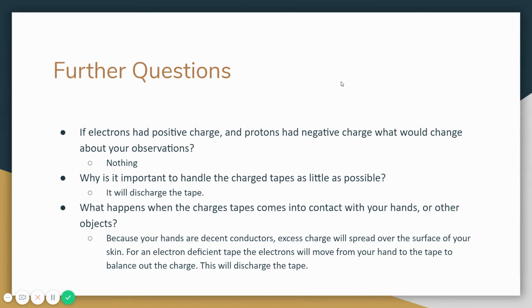Another question is, why is it important to handle the charged tapes as little as possible? Again, the short answer to this is because it will discharge the tape when the charges of the tapes come into contact with your hands or other objects. Because your hands are fairly decent conductors, excess charge will spread over the surface of your skin. So for an electron deficient tape, the electrons will move from your hand to the tape to balance out the charge. And this will discharge the tape.